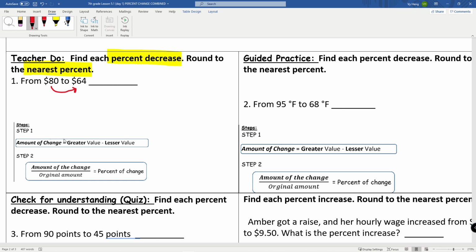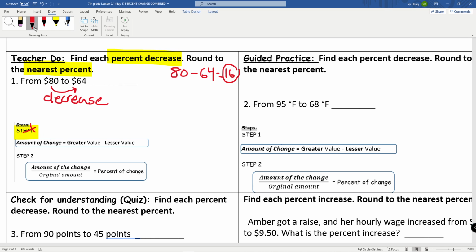So we're going to do the first step here. Find the amount of change, the greater value minus the lesser value. So the greater value is 80, and then minus 64, which is the lesser value. And we said this is a decrease. So I forgot to do that. It's a decrease. So now what's 80 minus 64? Well, if you take 80 minus 64, you get 16. So 16, I'm going to circle that to know that's the amount of change. So we took care of the amount of change.